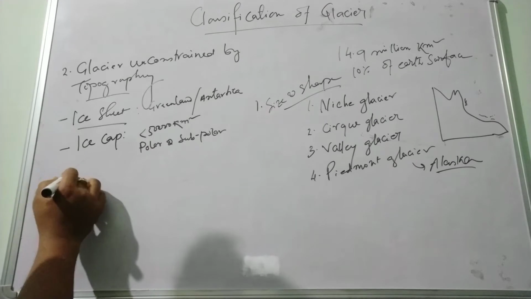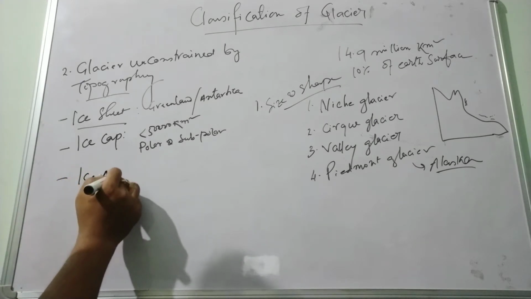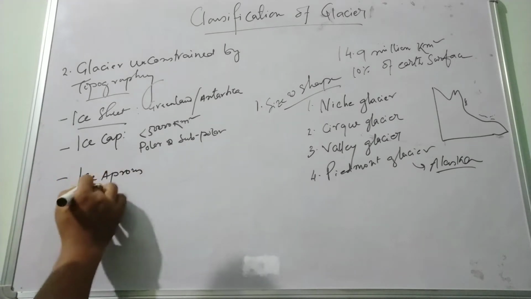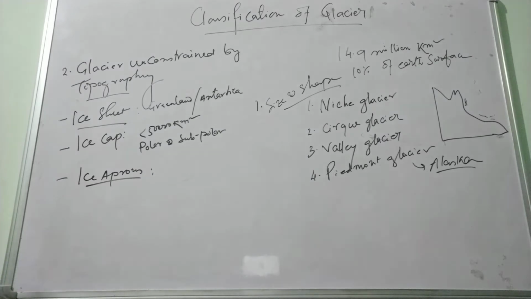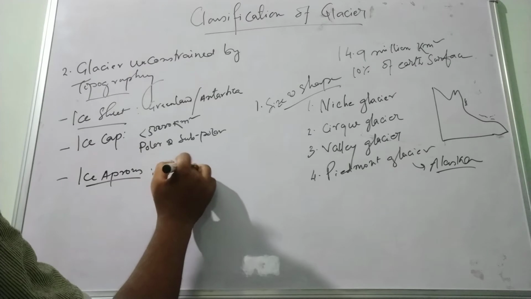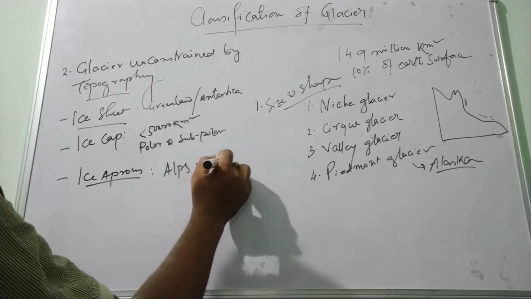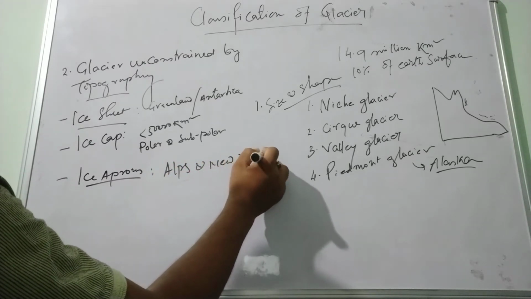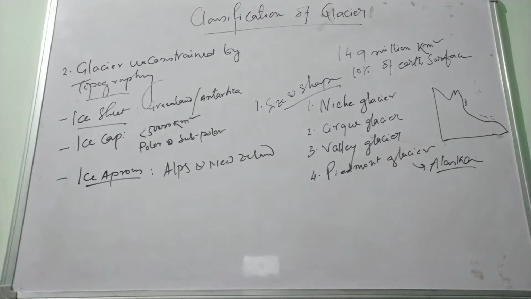Ice aprons. These are small, steep glaciers in the high mountain regions. They are commonly found in the Alps and New Zealand.